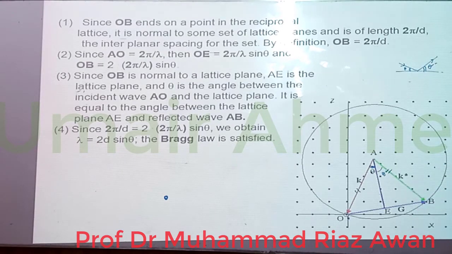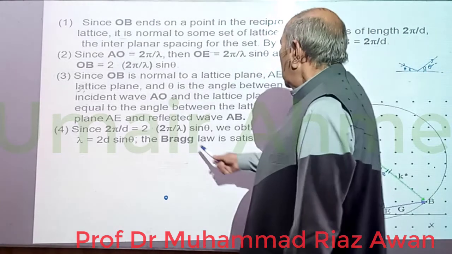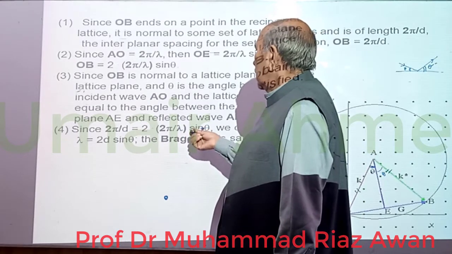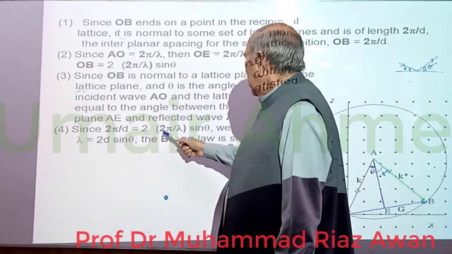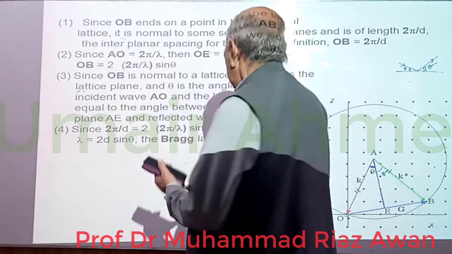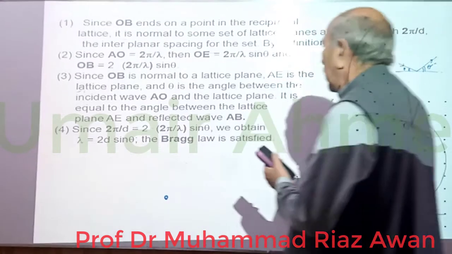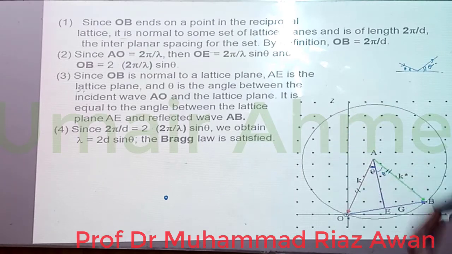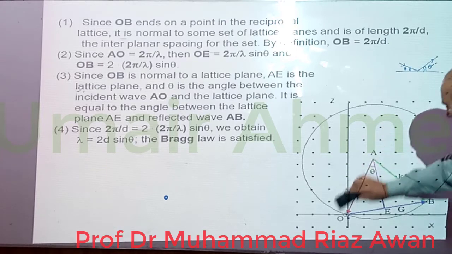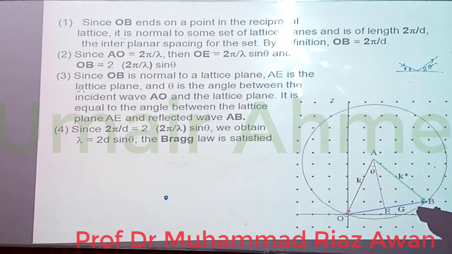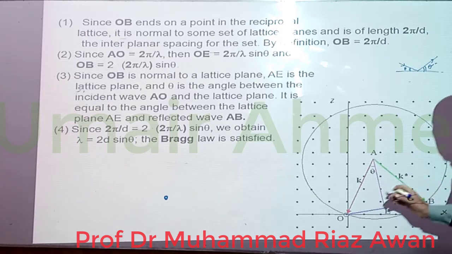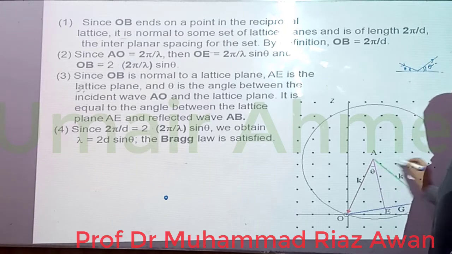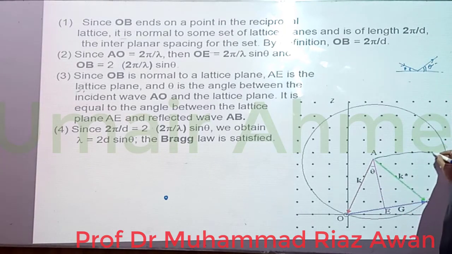So from this you can see 2 pi divided by d equals 2 into 2 pi divided by lambda sine theta. So it is 1 divided by d, and it will result, as we did earlier, in lambda equal to 2d sine theta. Now this will be true for any point which is occurring at the surface of this reciprocal lattice. For example, if I take this point.